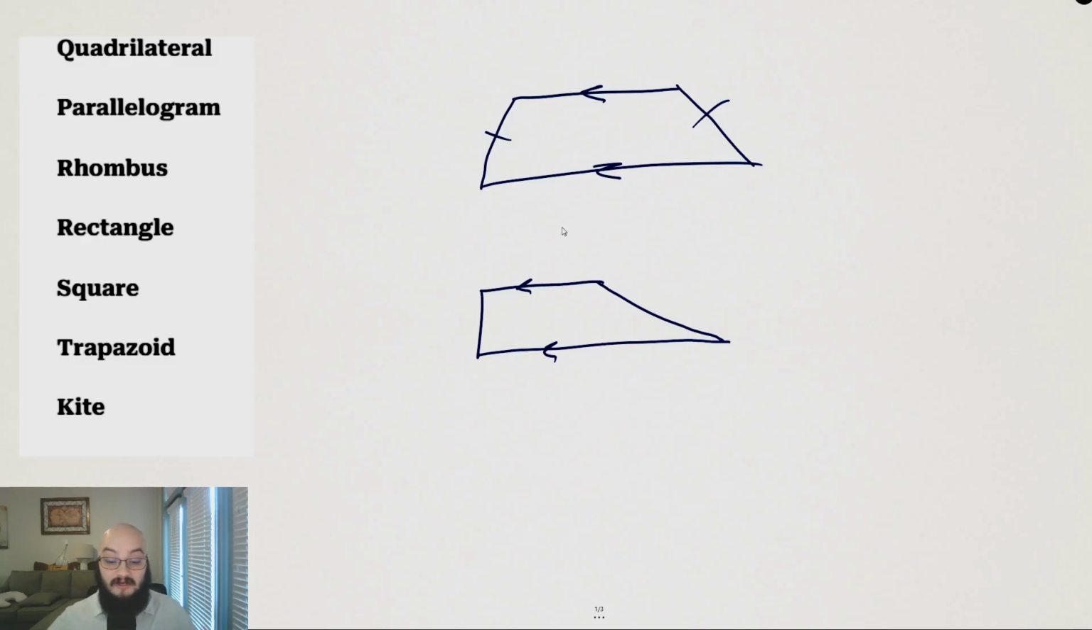So trapezoid is neat because it is its own specific category. There isn't really another shape in the quadrilateral category that falls into the trapezoid category. It is its own unique thing. So anytime you have a shape with only one pair of opposite parallel sides, it is a trapezoid.